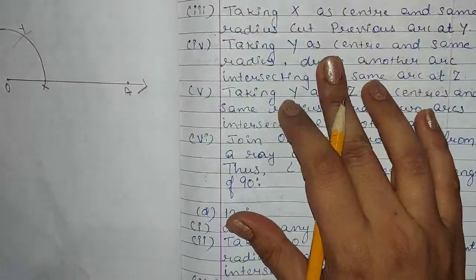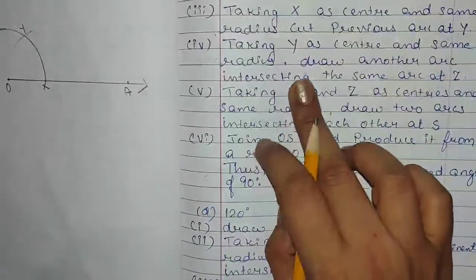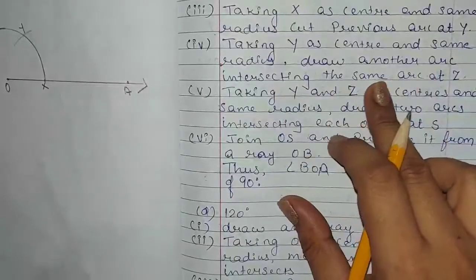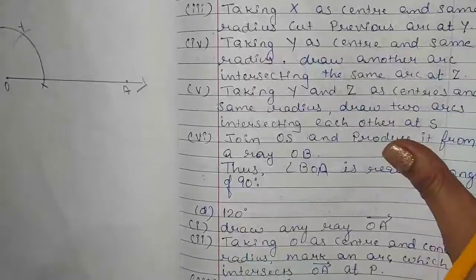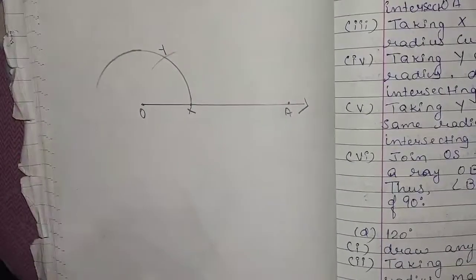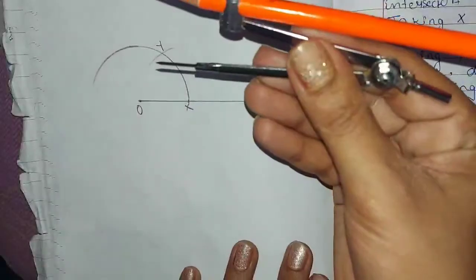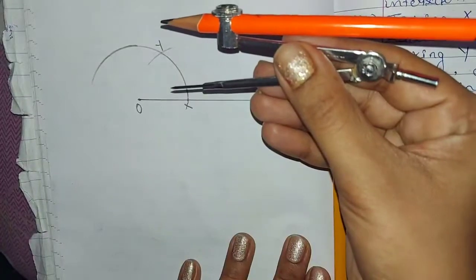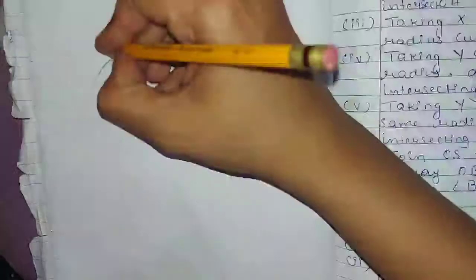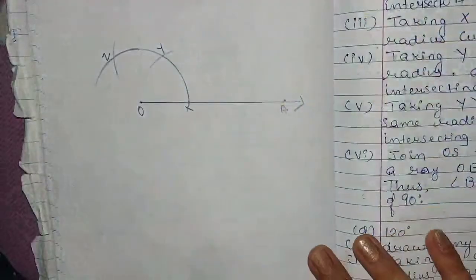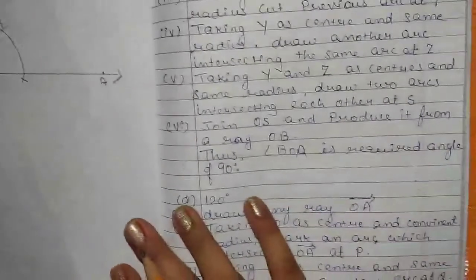Taking Y as center and same radius, draw another arc intersecting the same arc at Z. So students, here we will take Y as a center. With the same opening of the compass, let us take Y as a center and let us mark another arc and label it as Z. Now let us see next step.